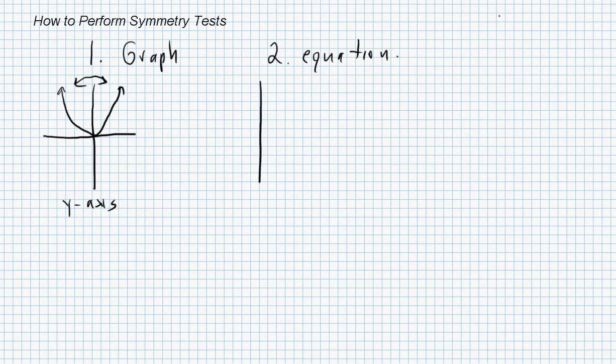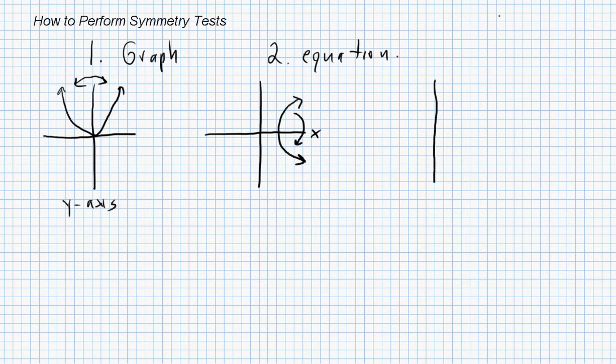The second kind is called x-axis symmetry, and it's going to look maybe something like this, where, in this case, the x-axis forms the symmetry line, and we could fold the graph over the x-axis, and it would look the same. Okay, so that's x-axis symmetry.